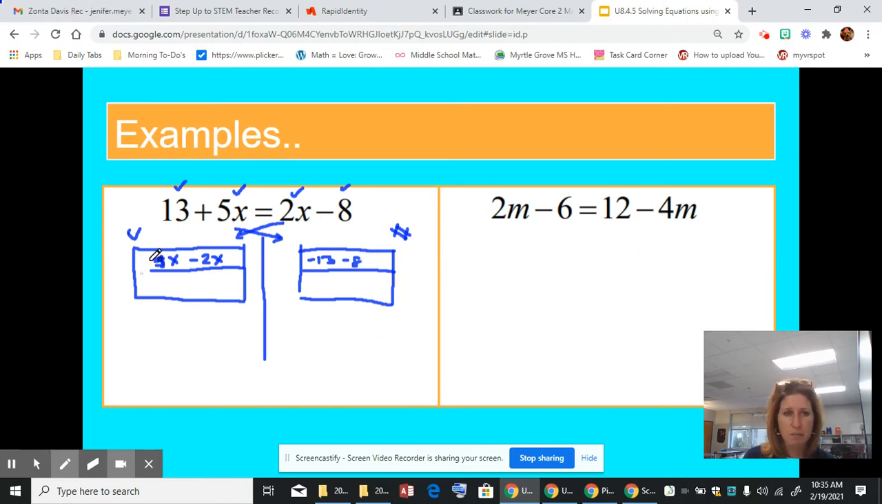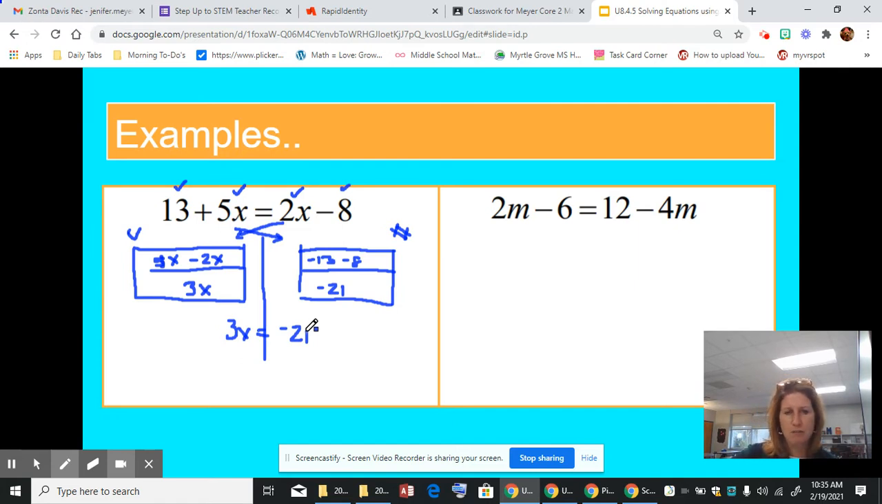Then we simplify inside the box. 5x minus 2x is 3x. On the right, negative 13 minus 8, they are the same sign, so we add them to get negative 21. All I've done is group together my variables and group together my constants so that I can combine like terms. I've organized them, and whatever I do to one side, I'm doing to the other. So I'm balancing it by moving it to cancel.